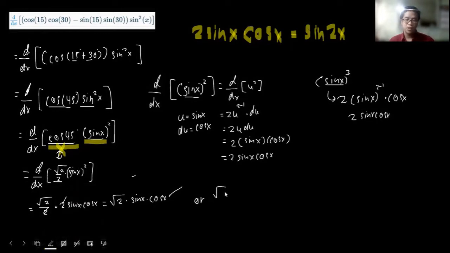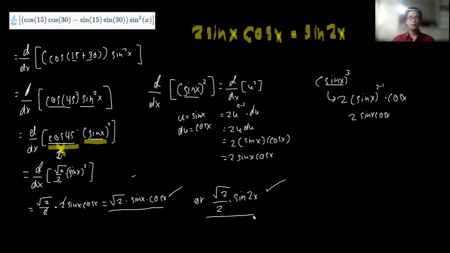So this is what? Square root of 2 over 2 times, right? 2 times sine x times cosine x. So this is times sine of 2x. So either way, the answer is still correct. All right, that's it. Next.